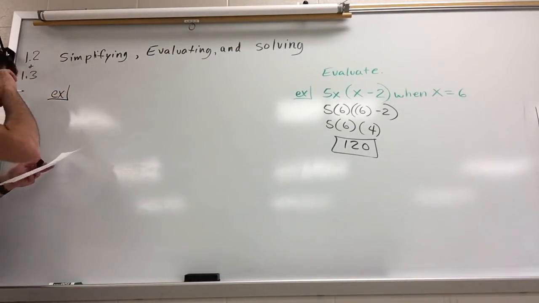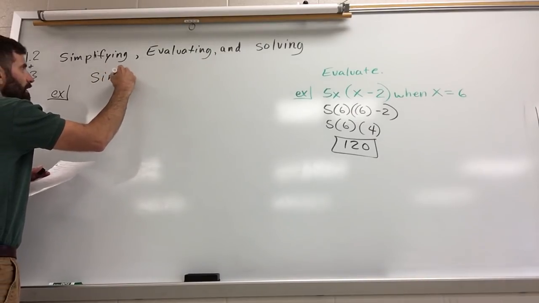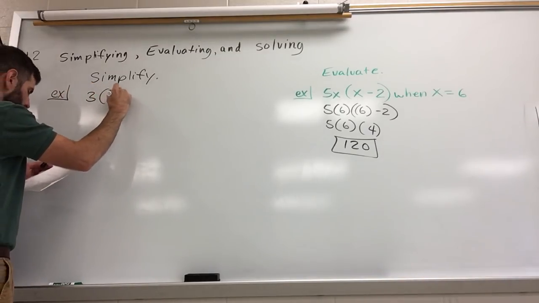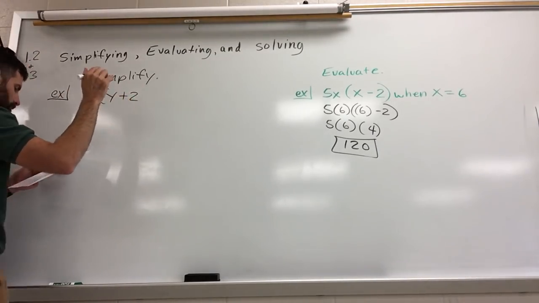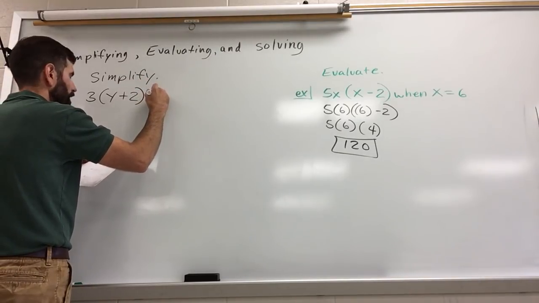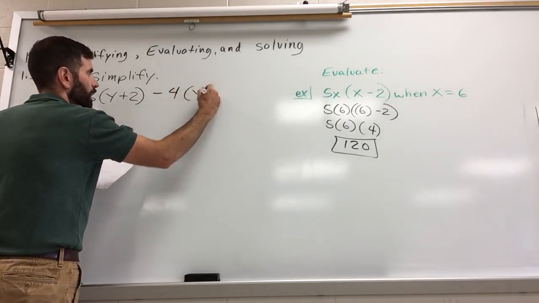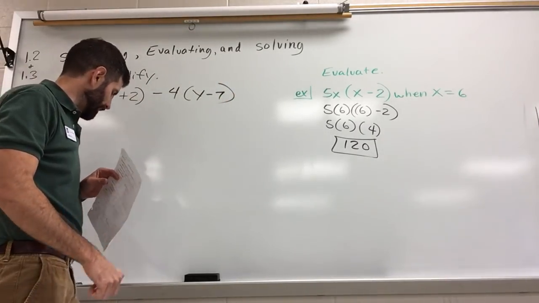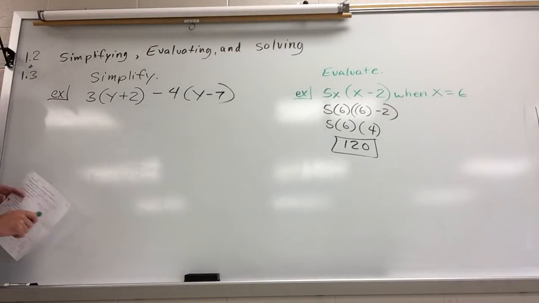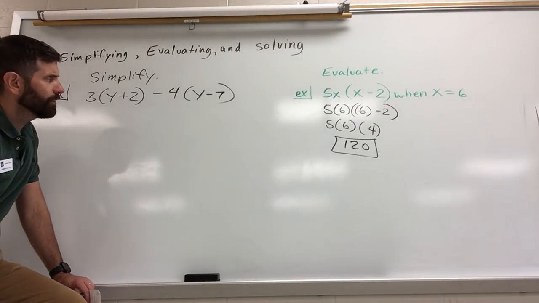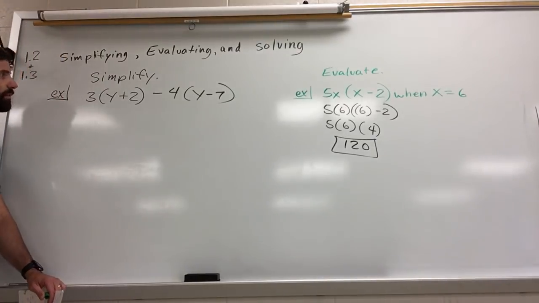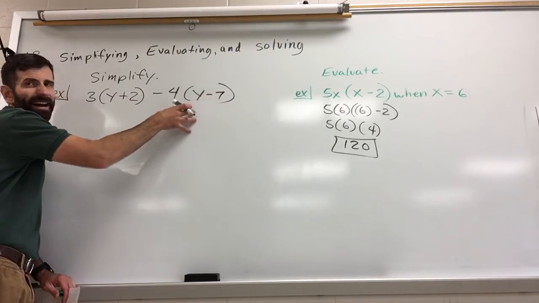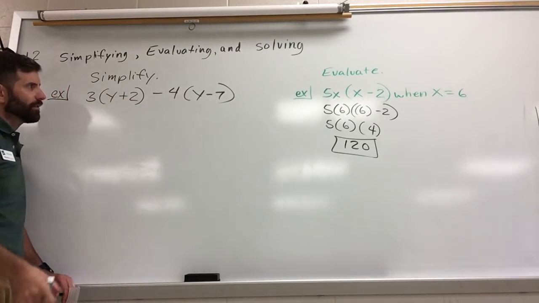For our third example, the instructions are simply simplify. And we have 3 times y plus 2 minus 4 times y minus 7. And we're asked to simplify. Well, for simplifying, we typically do PEMDAS, order of operations. So parentheses. Can I simplify these parentheses? I cannot. I cannot simplify what's inside the parentheses, not like terms.